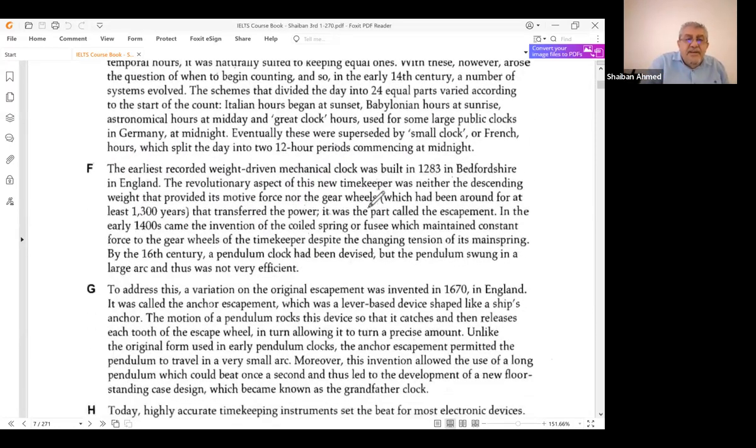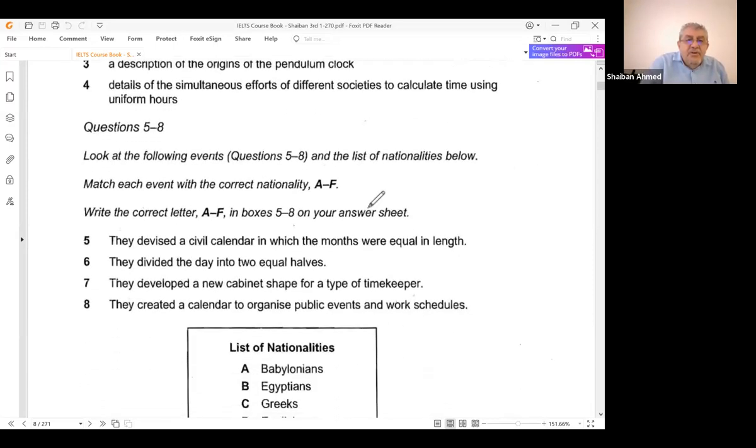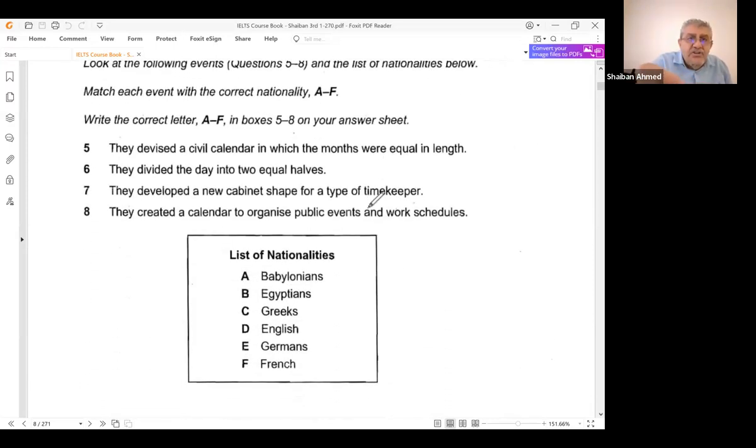So F is the question. So once again the answer. They divided, civil calendar were equal. No, we said the Babylonians are the ones. So we start the answer, we write B, then F, then D, finally A. This is the technique.